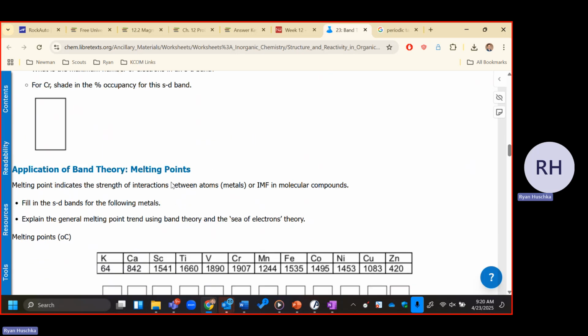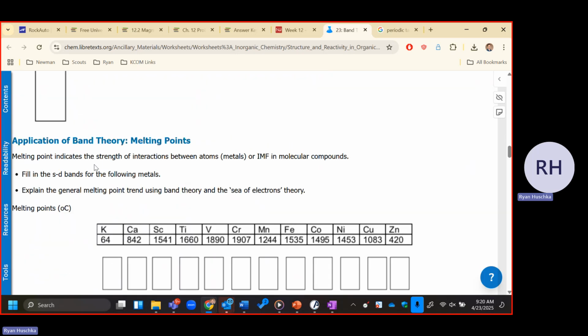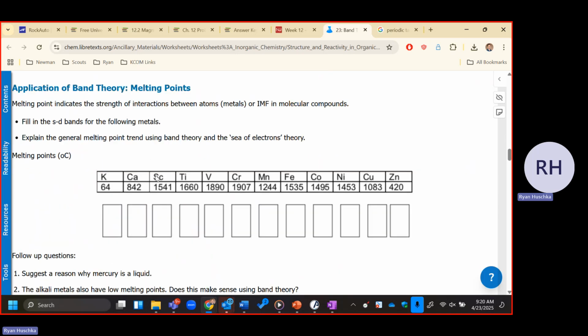So chromium would be about 50%. If we go here, do we see which one has the highest melting point? Chromium does. So how can we fill this up? Well, this is looking at our SD bands, a total of 12 electrons. If you looked at potassium that we started with, that would have 1 out of 12, roughly shaded in. Calcium, 2 out of 12. We're just going up: 3 out of 12, 4 out of 12, 5 out of 12, 6 out of 12.